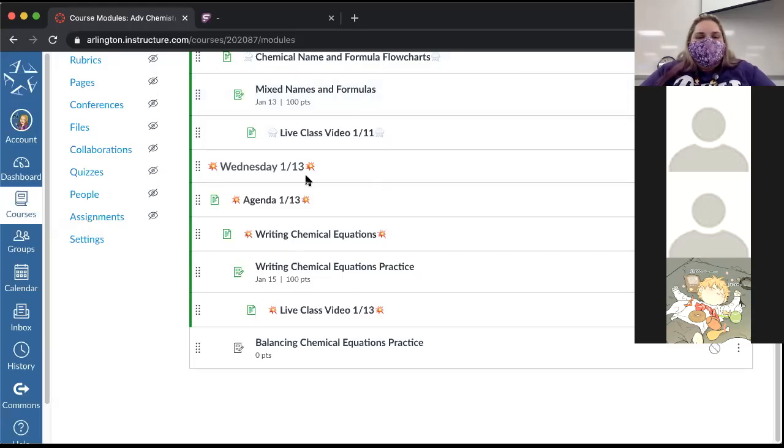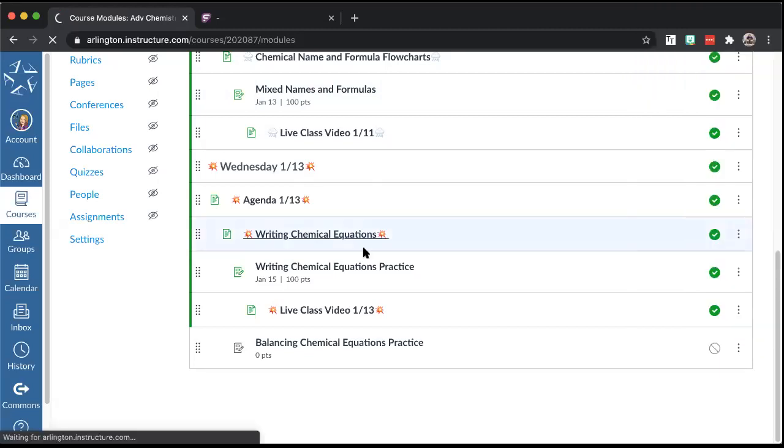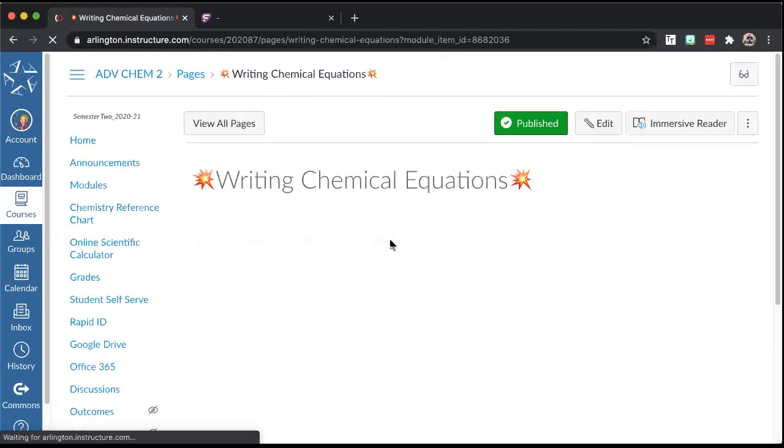Okay, so for today, we're starting off with writing chemical equations. You do have a lesson here that, if you haven't already gone through it, you need to go back and look through and take notes, because it goes through some of the different vocabulary and the symbols that you're going to see in your equations, which you need to be able to recognize so that you're able to translate them.